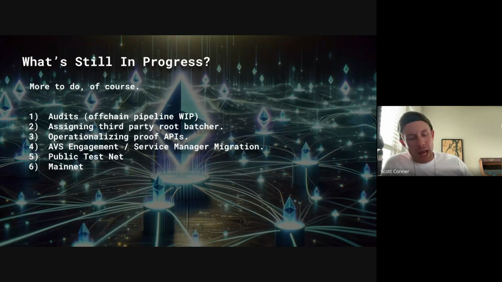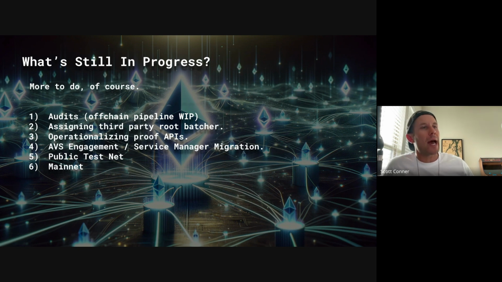Audits. Obviously, we got the smart contract audited by Sigma Prime. We're going out and getting specialized data pipeline audits as well because of the architecture. This is a little different, so we're getting additional eyes there.